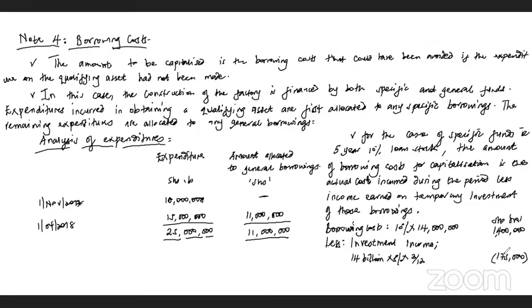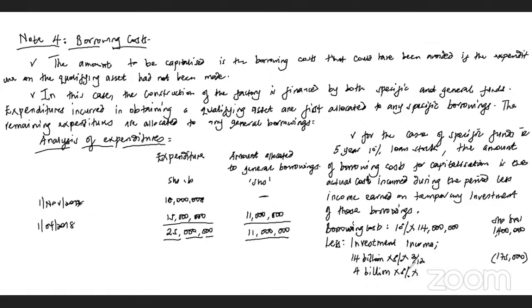Because the specific funds are 14 billions and we are paying 10, we have some idle funds of 4 billions on our bank account. And we know very well that if we have some money on the bank account, it will earn an interest of 5%. So the 4 billion has to also be subject to the 5% for a given number of months, for that period when that money was not used on the construction of the asset. So we have 4 billion times 5%.